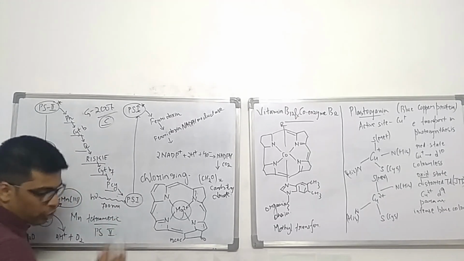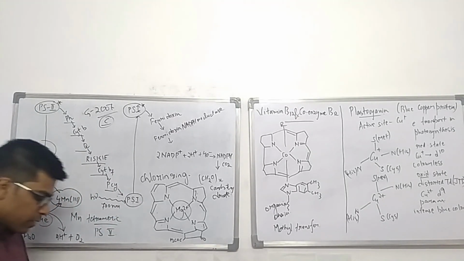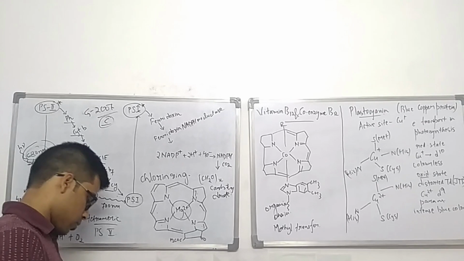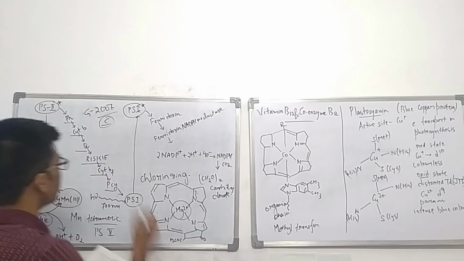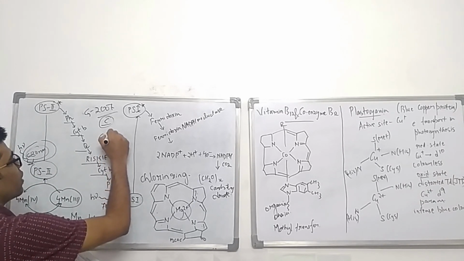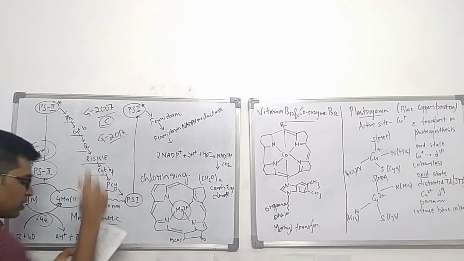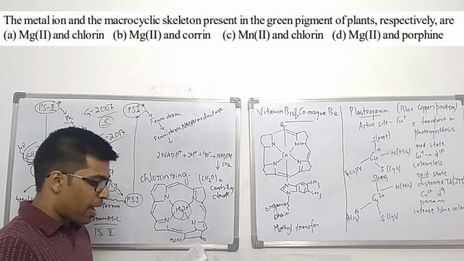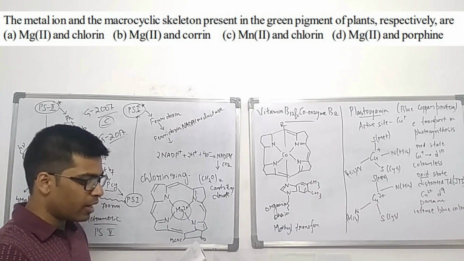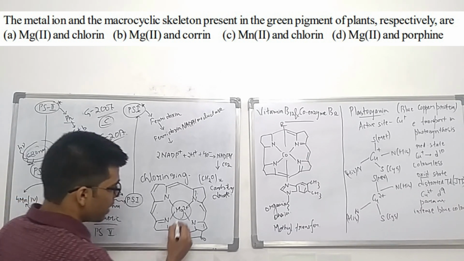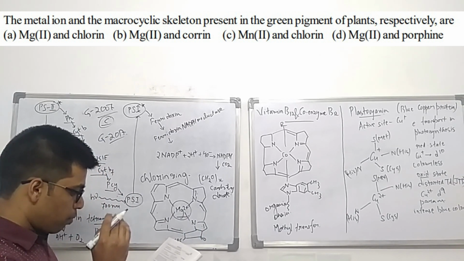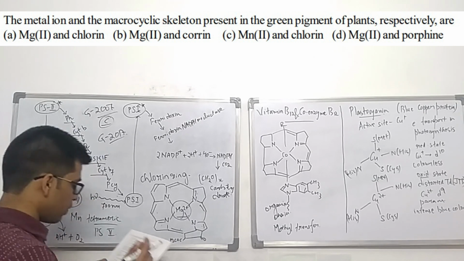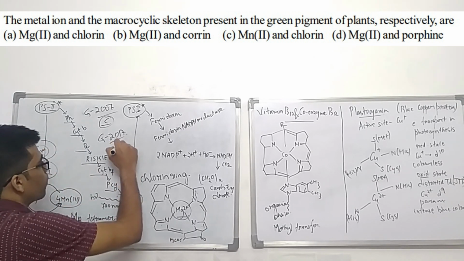Now the question that has come from this part is the one I said, the question from GATE 2017, which says the metal ion and the macrocyclic skeleton present in the green pigment of plants is. Now the metal ion is Mg2+, and the macrocyclic skeleton is chlorin, which is given in option number A.